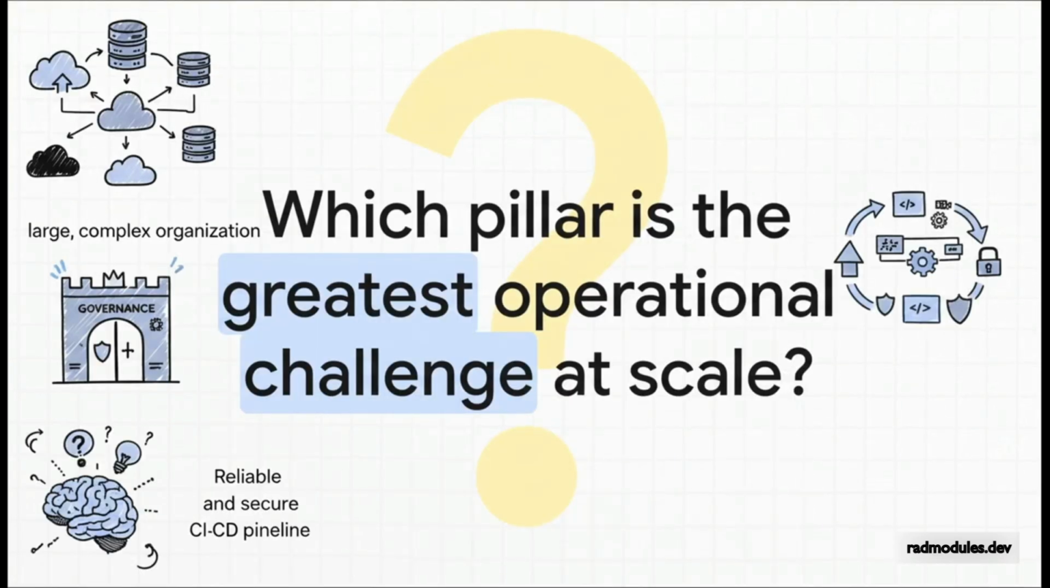And I want to leave you with a final thought to chew on as you keep studying. Think about a huge, complex company. Which one of these 4 pillars do you think is the absolute hardest to get right when you're working at that scale? Is it getting the governance right from day one? Or is it building a truly reliable and secure CI/CD pipeline? Understanding those challenges, that's the key to thinking like a real DevOps pro.